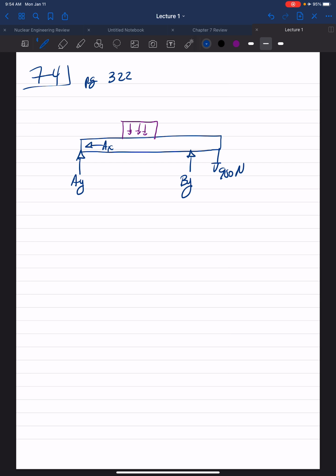This is the resultant force here. It is base times height: 600 newtons per meter times 2 meters, which is 1,200 newtons.